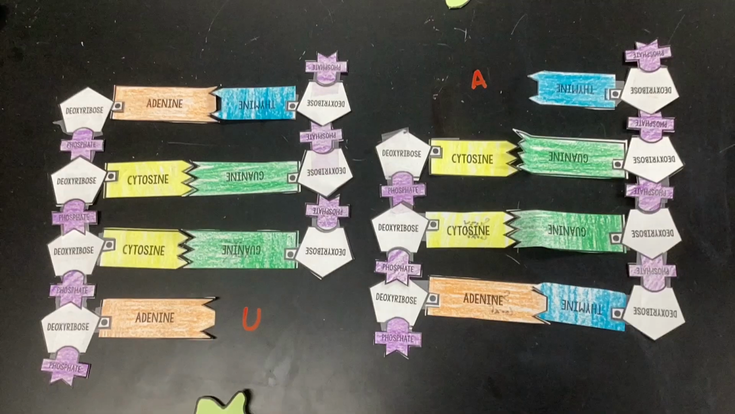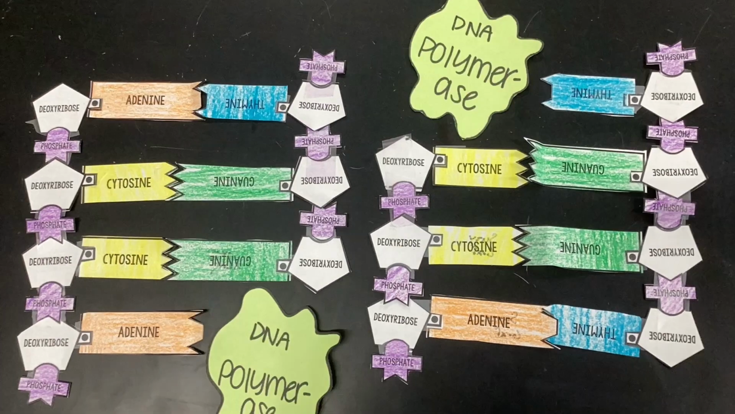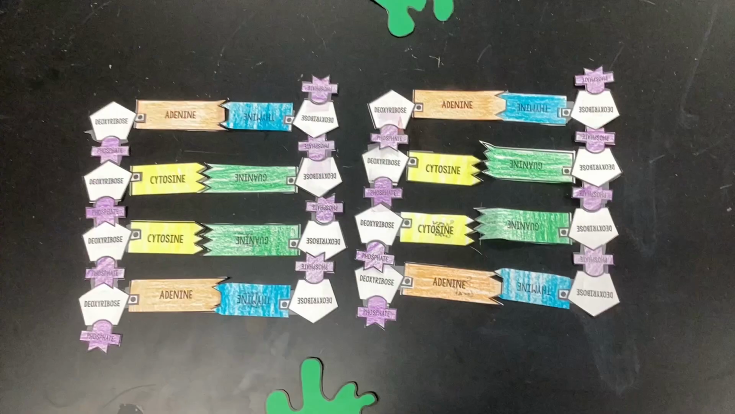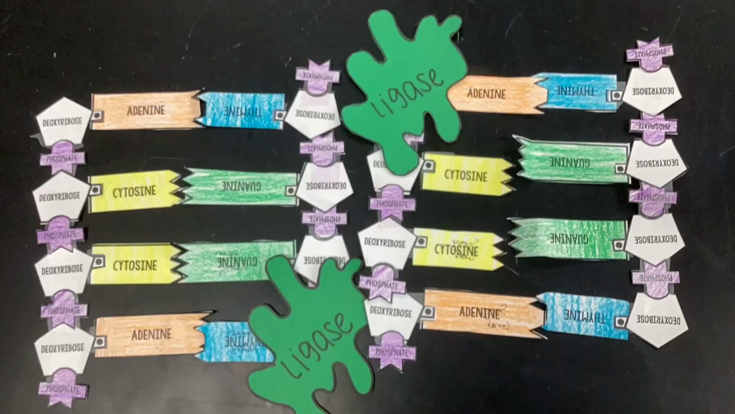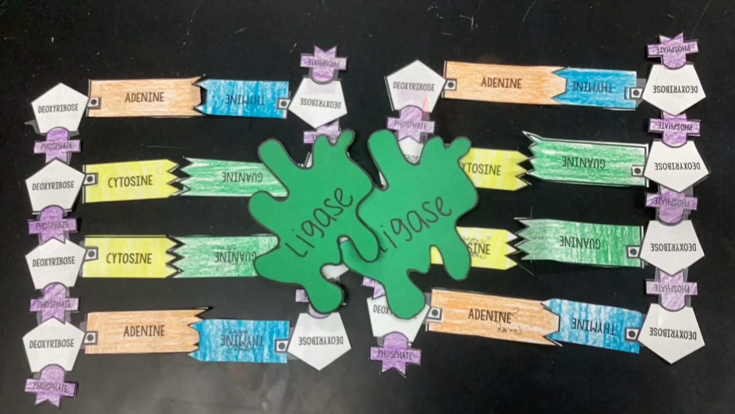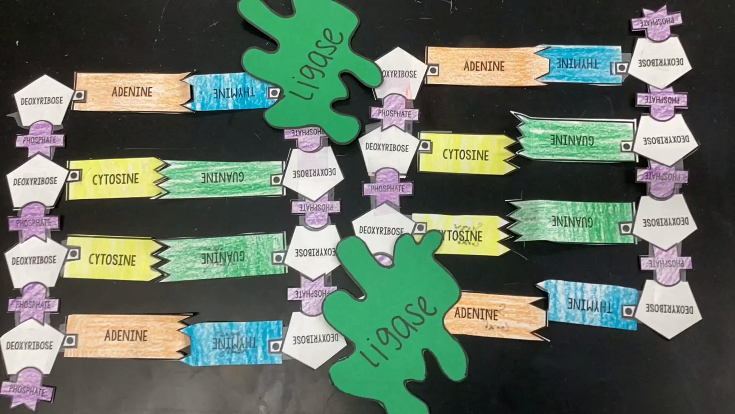Primer is also removed by DNA polymerase and replaced by DNA strands. Then the last enzyme, called ligase, comes through, connecting any loose DNA fragments together. This forms 2 complete and identical DNA strands.